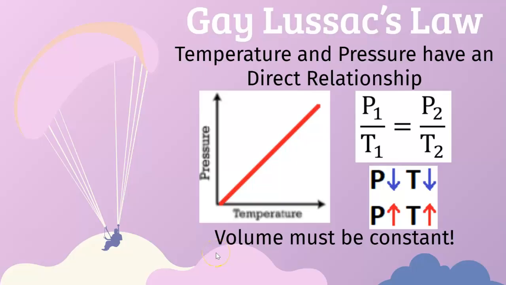Gay-Lussac's law states that temperature and pressure have a direct relationship. That means that as pressure goes down, temperature goes down, and as pressure goes up, temperature goes up. If we look at our graph, it's a very similar graph to Charles's law, so we have a positive line or a positive slope, and it also has a similar formula. So P1 over T1 equals P2 over T2, and for Gay-Lussac's law to apply, volume must be constant.